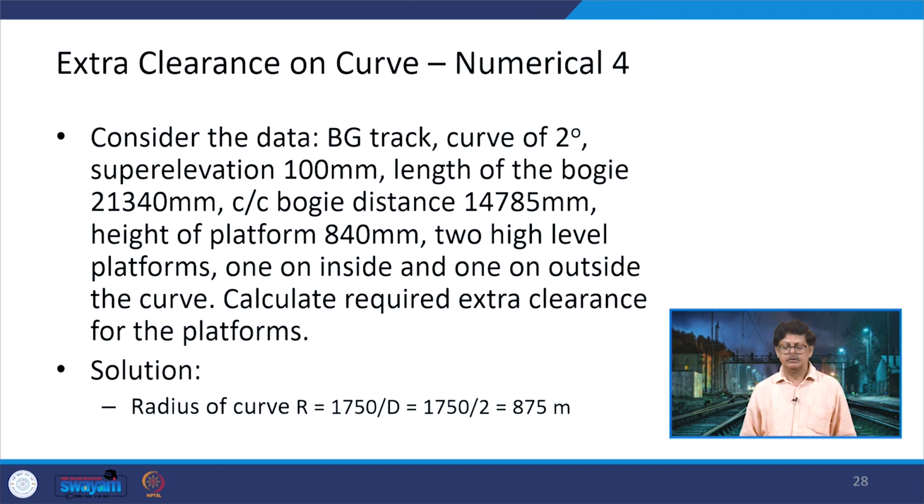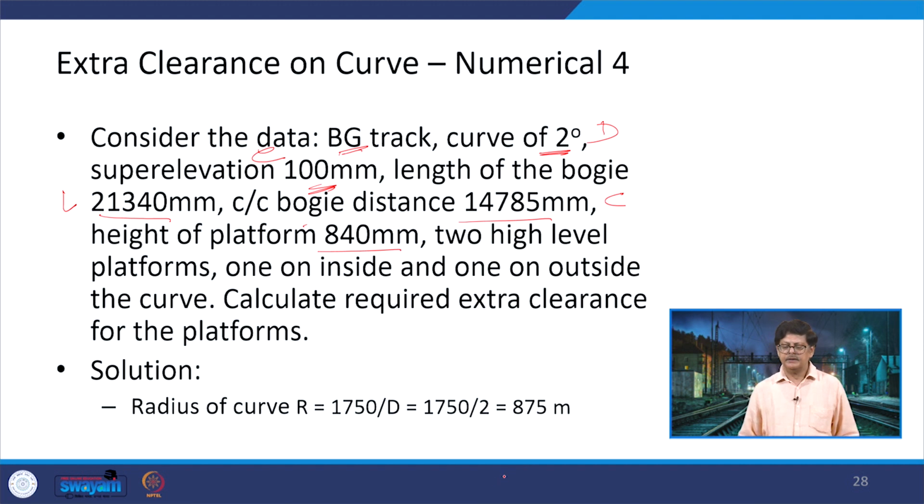Let us look at the numerical here. The data is broad gauge, curve of 2 degrees, super elevation 100 mm, length of bogie is given, center to center distance of the bogies are given, height of the platform is given as 840. So, this length of the bogie is capital L, the center to center distance is capital C, this degree is there, super elevation E is being given, height of the platform is given here. Two high level platforms, one on inside and one on outside of the curve, calculate the required extra clearances for the platform.